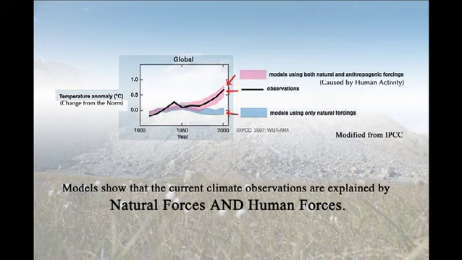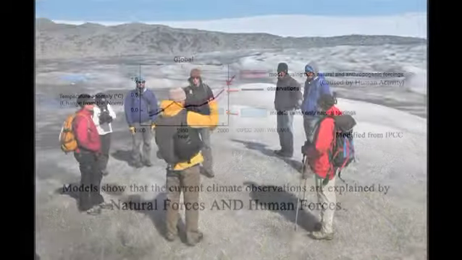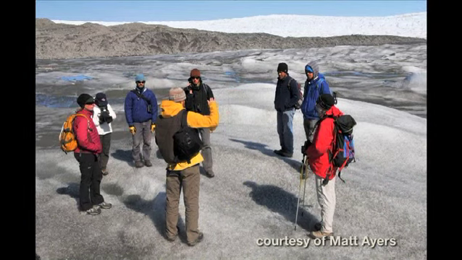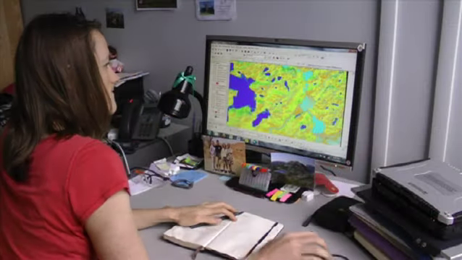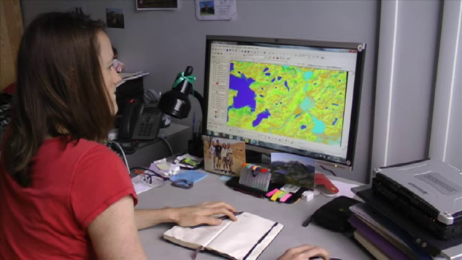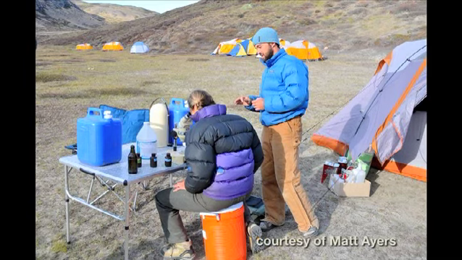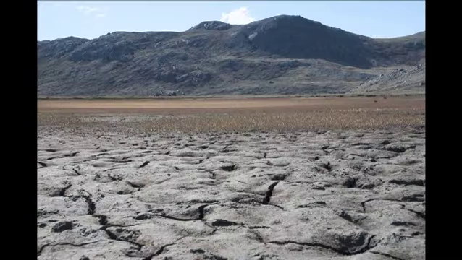Model results show that the temperature anomaly observed in the last 50 years is explained by external forces, not by natural causes alone. What this means is that human activities are changing our climate. Scientists are working in Greenland and around the world to create computer models to predict what these climate changes will look like in the next 10, 20, 50, or even 100 years.